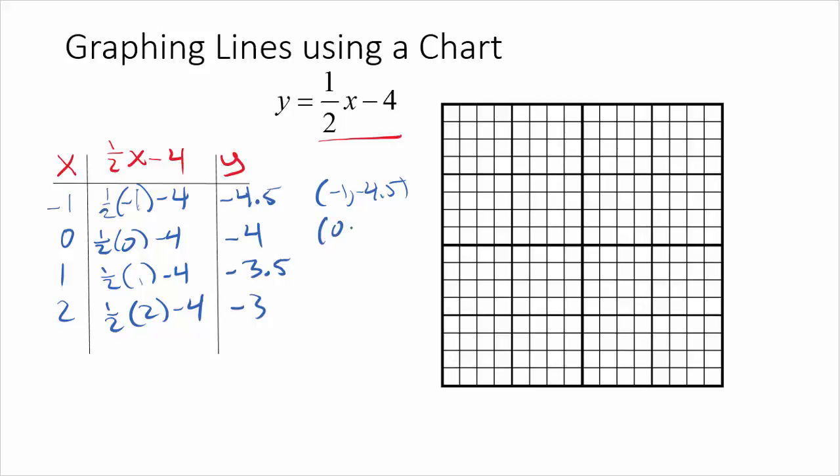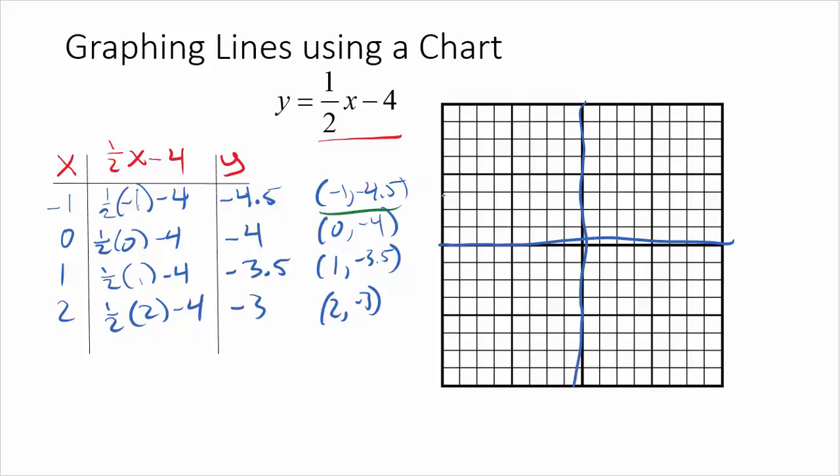I've got 0, -4. I've got 1, -3.5. And I've got 2, -3. So again, we'll graph these. Sorry that my lines don't look very nice right there.